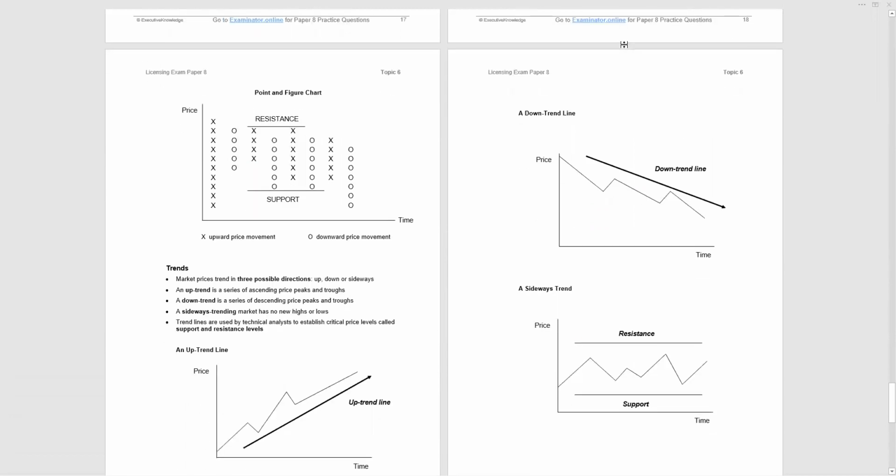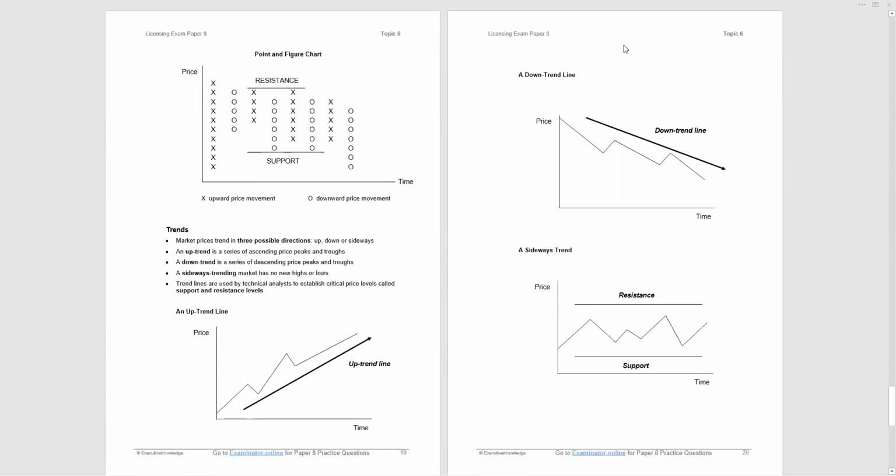Then we come to the point and figure chart, the X's and O's. Now, I've seen this examined. Please be aware that as we go to the right along the x-axis, it's the passage of time. Vertically, it's one day's trading. So if the price goes up, we note it with an X. If it goes down, we note it with a 0 or a naught. So you can see the first column is all X's.